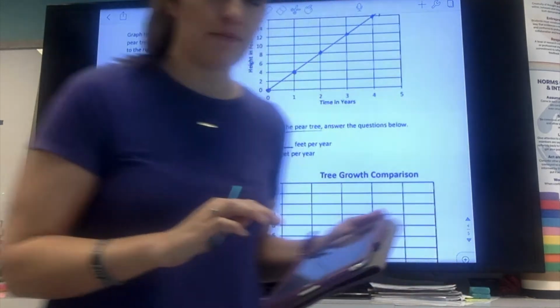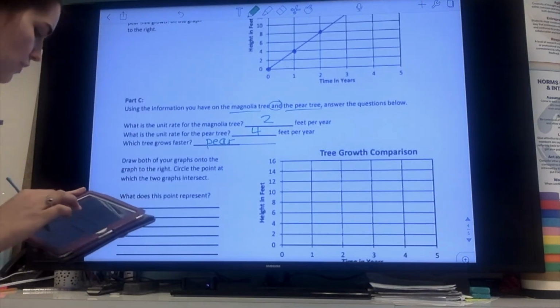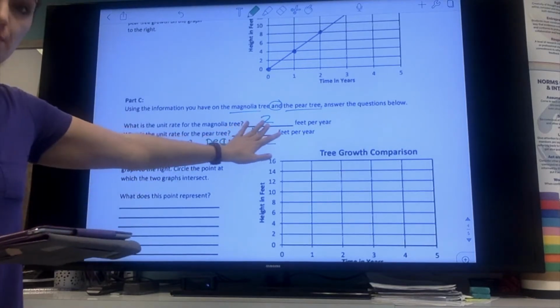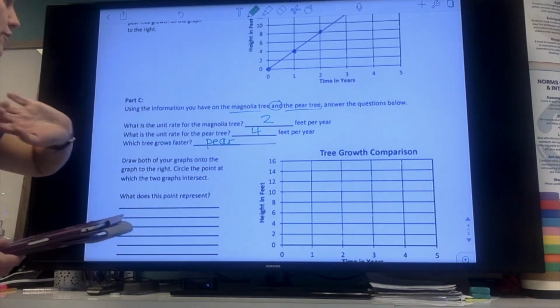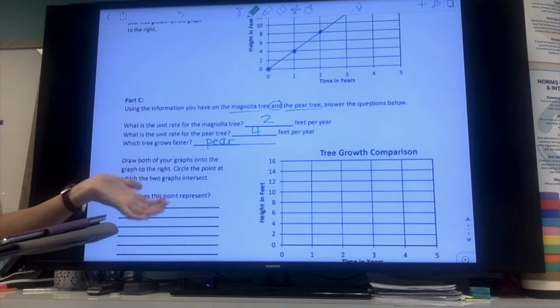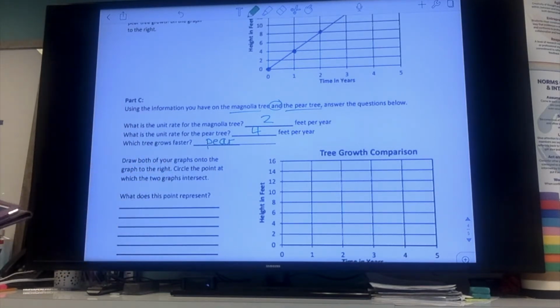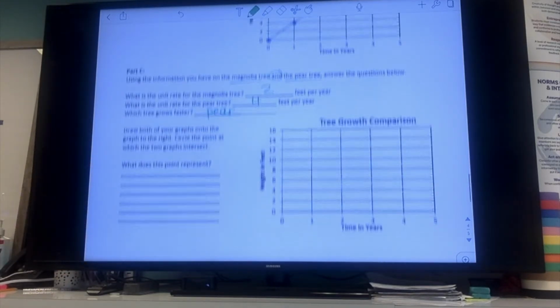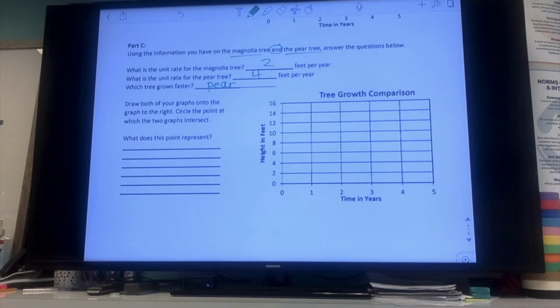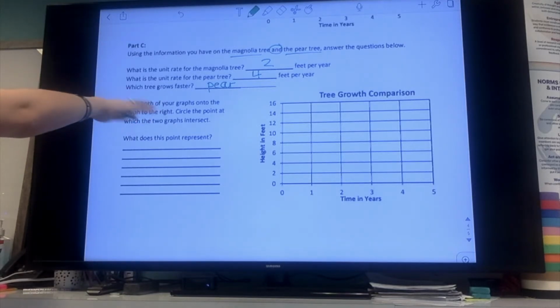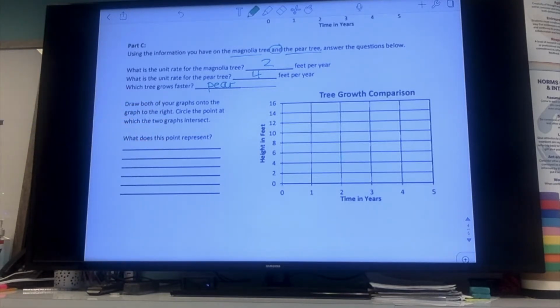So here's what we came up with, that the unit rate for the magnolia tree is 2 feet per year. The unit rate for the pear tree is 4, so which tree grows faster would be the pear tree. You probably did not even need 2 minutes to figure that out. Now this next question in part C says, draw both of your graphs onto the graph, circle the point at which the 2 graphs intersect.